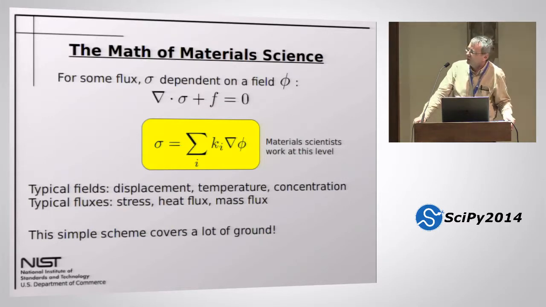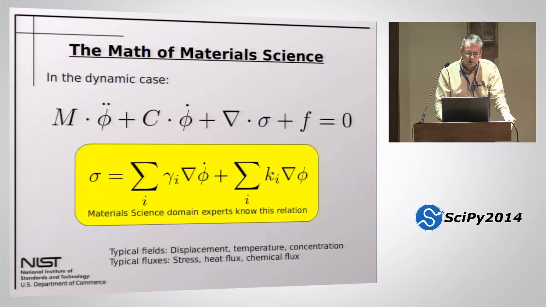And so the top equation there is just this equilibrium equation. It's schematic. And the equation in the yellow box is what we call the constitutive rule, and it tells you how the field relates to the flux. This kind of structure is common. Diffusion looks like this. Thermal conductivity looks like this. Elasticity looks like this. This basic scheme, which is what we started with, actually covers a huge amount of ground in material science and in the kinds of modeling that we want to do.